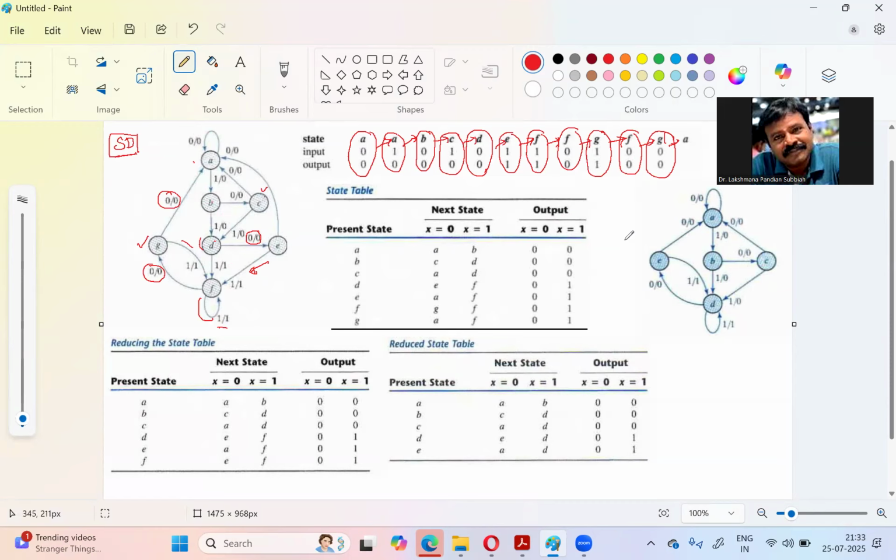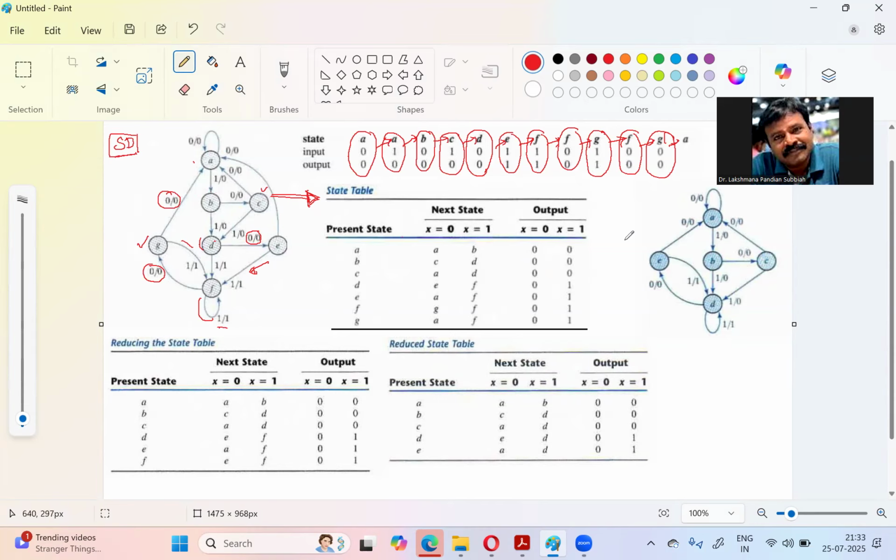Now first, from the state diagram, you have to write the state table. In the state table, we are having input 0 and 1, right? So input 0, 1. Then if you are having 0, 1, what's the output? Input, output. So here we start from the state A.